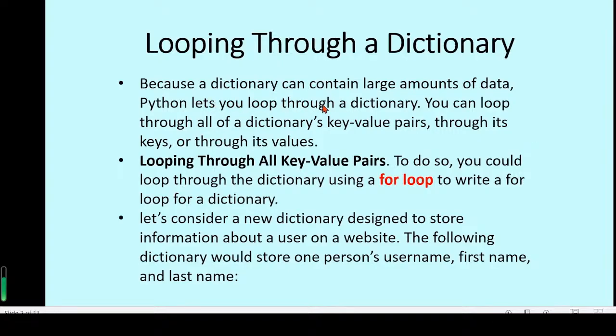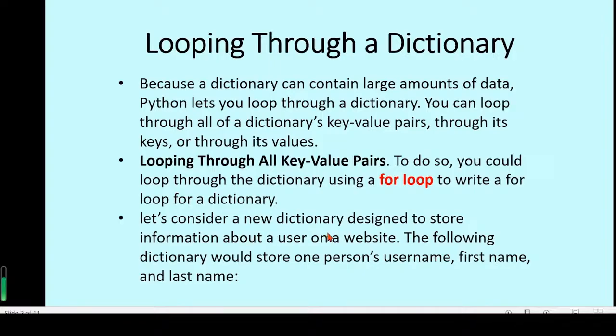Because a dictionary can contain large amounts of data, Python lets you loop through a dictionary. You can loop through all of a dictionary's key-value pairs, through its keys, or through its values. So looping through all key-value pairs: to do so, you loop through the dictionary using a for loop.